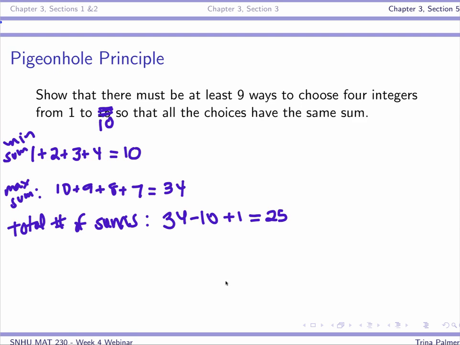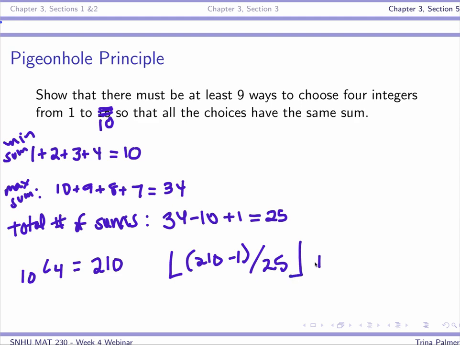And then we're going to look at all the different ways. So of the 10 integers, we want to choose 4 of them. So just using our formula for 10 choose 4, we get 210 that we saw earlier. And then now we're going to apply the extended pigeonhole principle, which is the floor function of the 210 minus 1, that minus 1 is just part of the formula, divided by the 25, end of the floor function, plus 1.